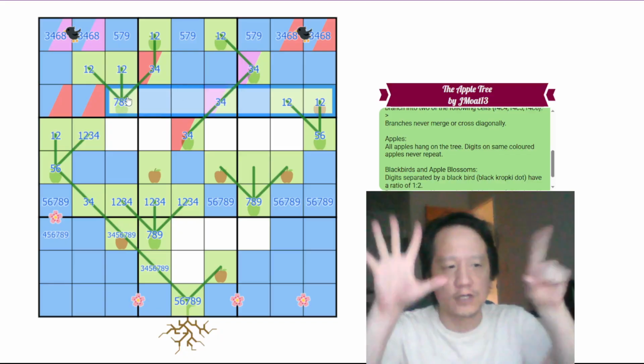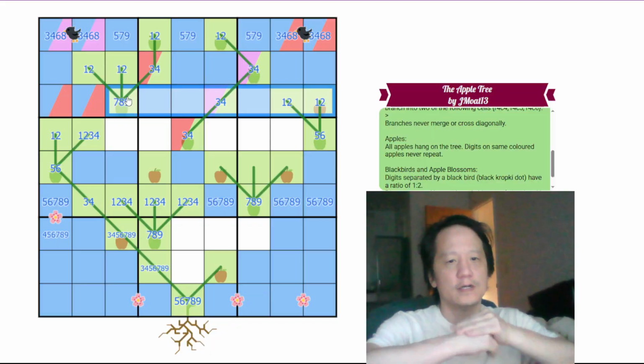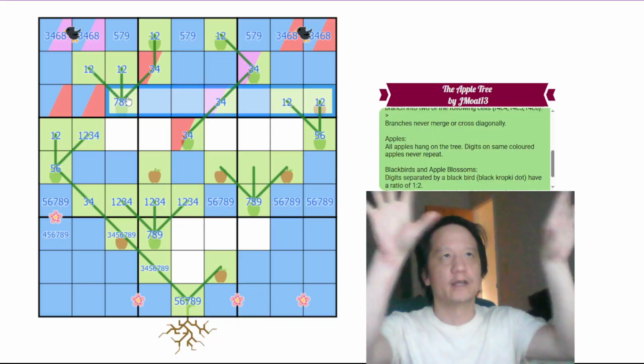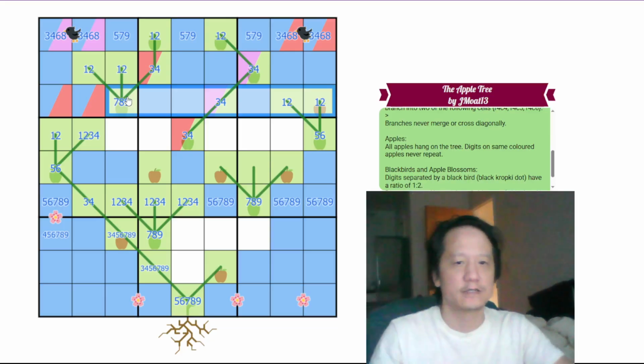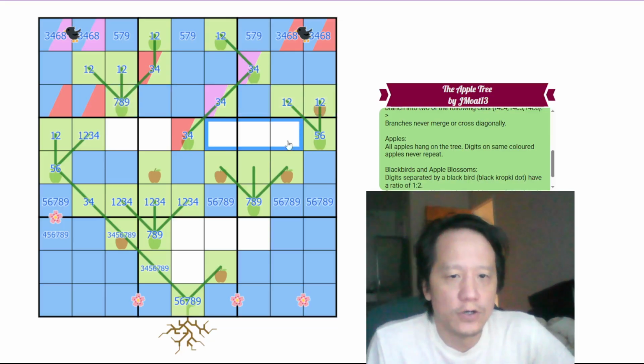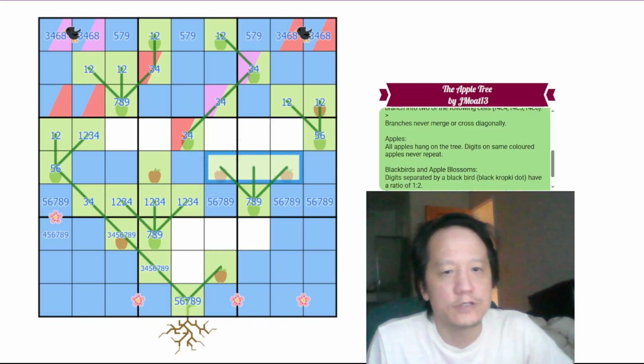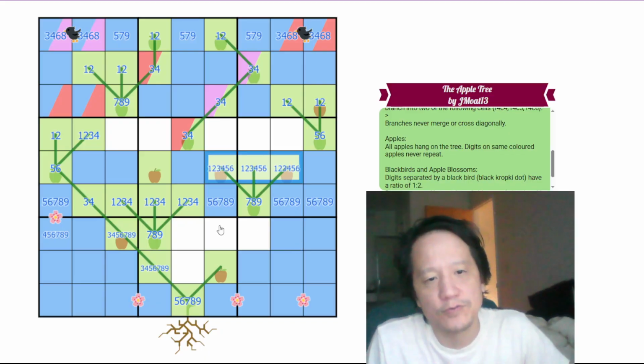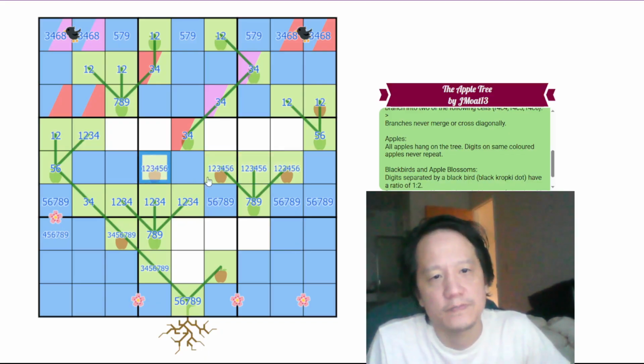Because once you get to 6, you have to stay at 6. So this can never get to 6. This is at most 5. So 1, 2 is here. This is 1, 2 through 5, 6 potentially.